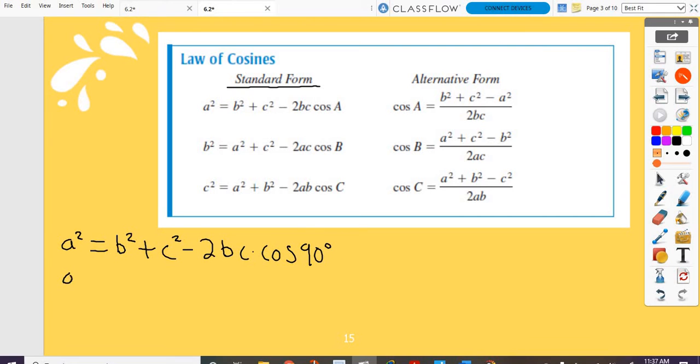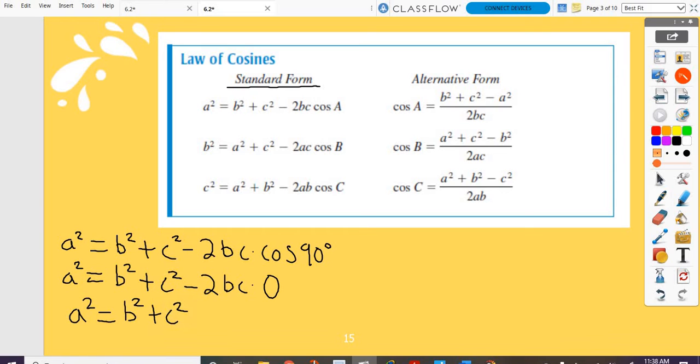What is cosine of 90 degrees? 0. So what happens when I multiply anything by 0? It reduces to 0. Then we end up with just a squared equals b squared plus c squared, which is our Pythagorean theorem. Agreed? So our Pythagorean theorem is basically just a really specific case of our law of cosines. We've actually been using law of cosines all along.